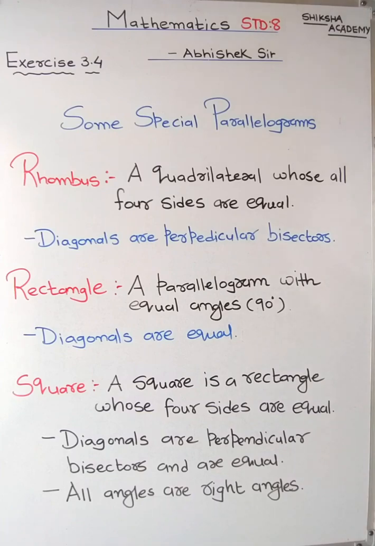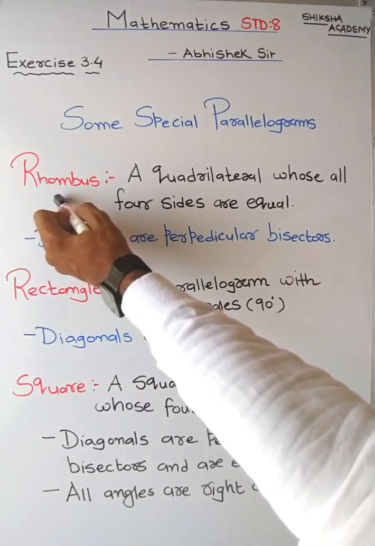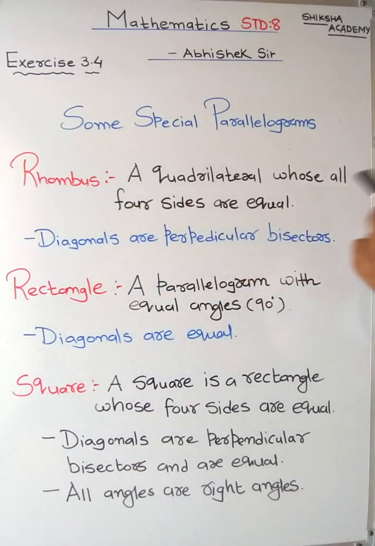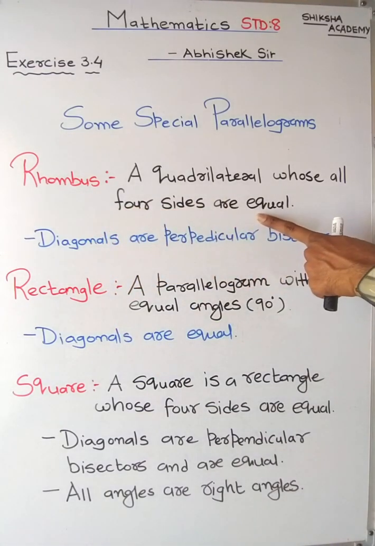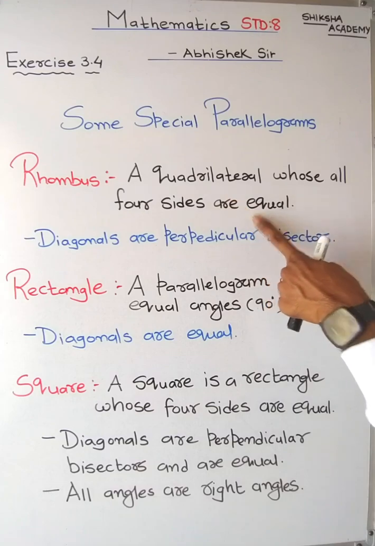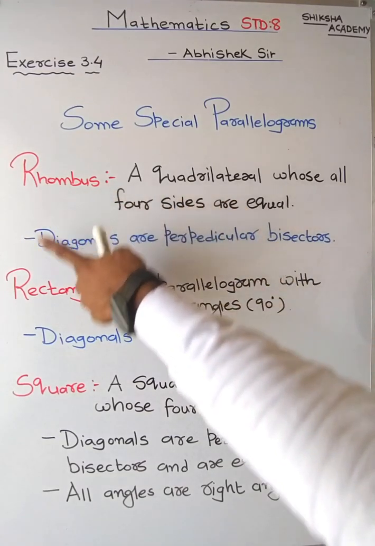Make sure you have your notebook, pencil, pen and scale with you. Starting with some special parallelograms. The first is the rhombus. A rhombus is a quadrilateral whose all four sides are equal. A quadrilateral having all four sides equal is called a rhombus.